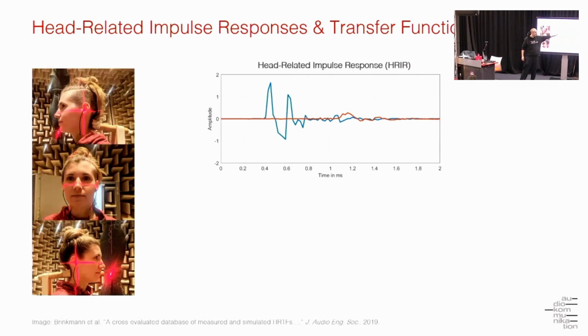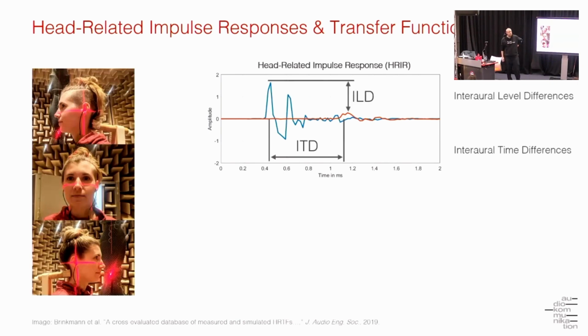The blue line is the left ear signal, the red line the right ear signal. And you will notice that due to the spatial separation of our ears, there are so-called interaural time differences between the signals, so differences between the timing of the ears. And due to the acoustic shadowing of the head, there are also interaural level differences. Now these are the two main cues that allow us to localize sources in the horizontal plane, so in the left-right direction.